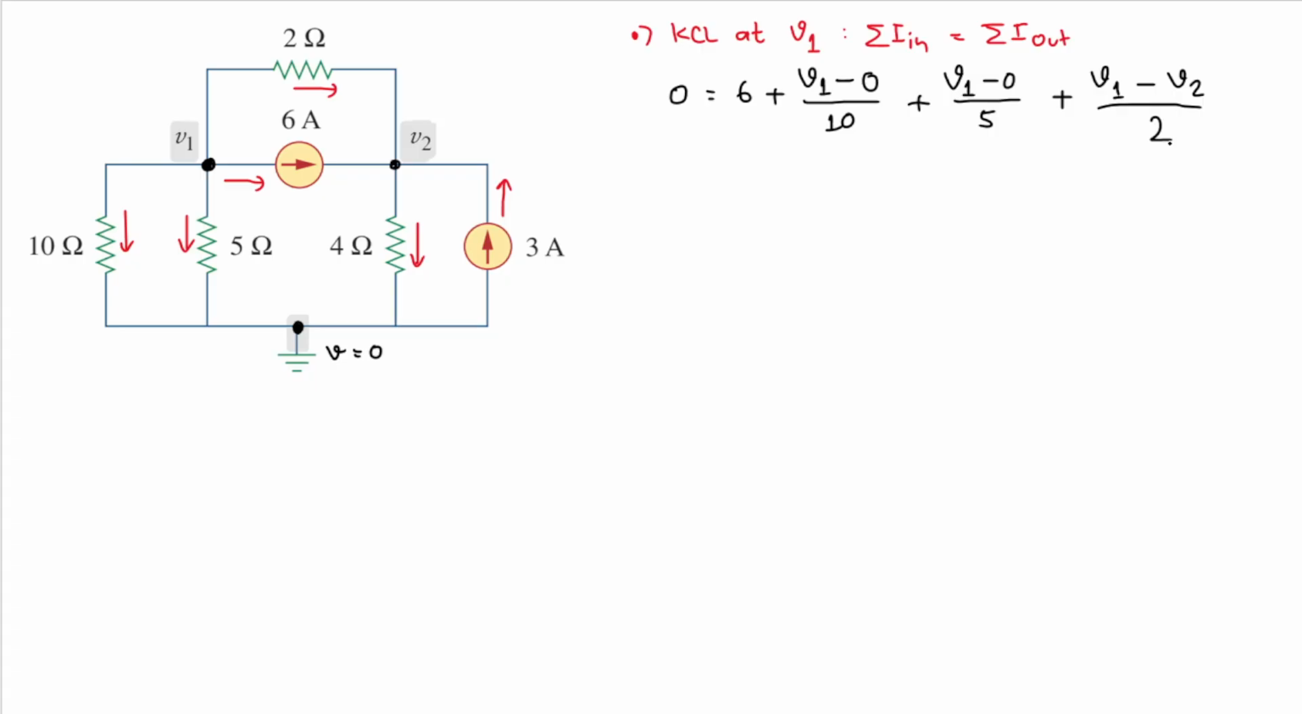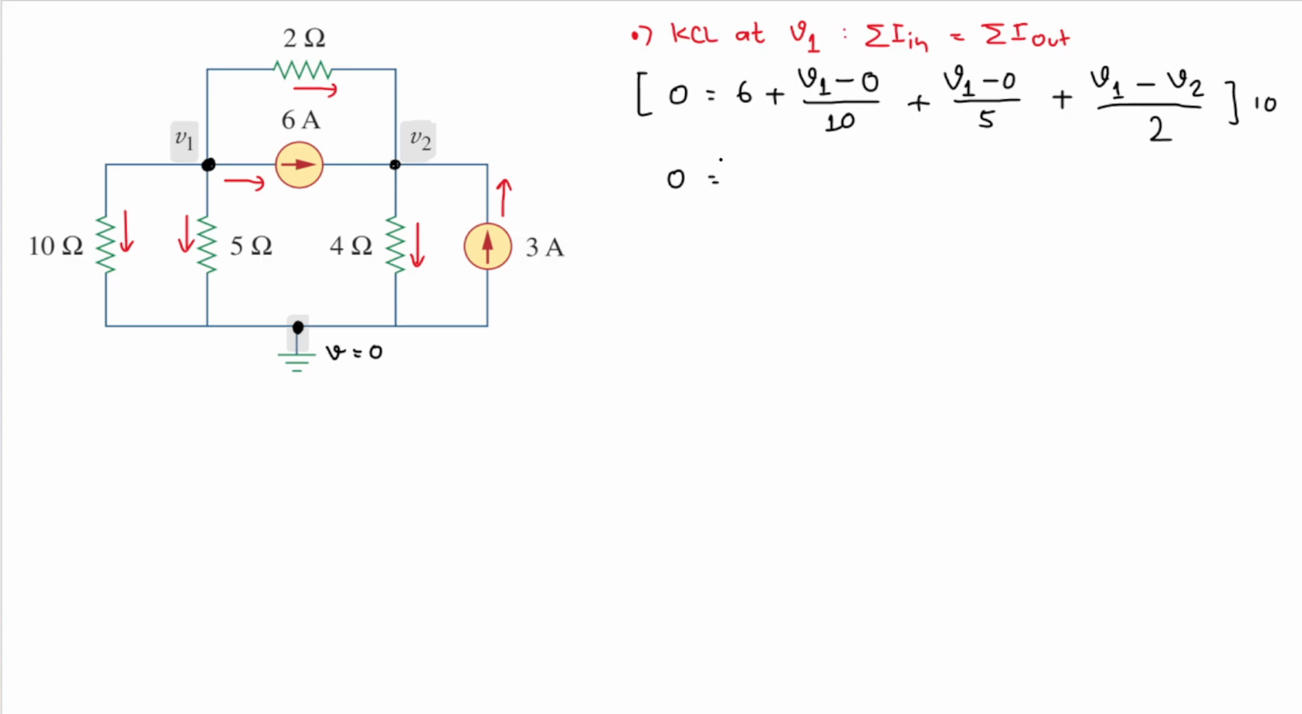Okay, so the next step is I want to get rid of all of the denominators. So I multiply both sides here by 10. Why 10? Because it cancels out all the denominators, right? 0 times 10 is just 0.